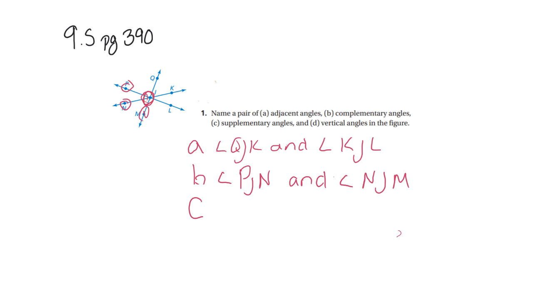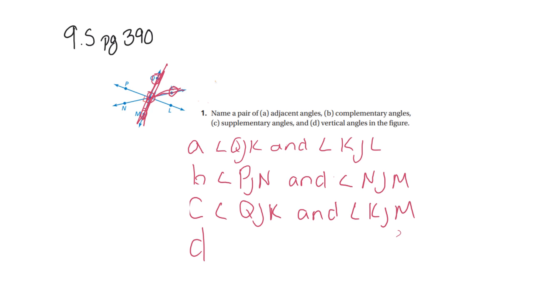Then C, let's erase this off first. C is asking about supplementary angles. And remember, those are angles that come together to equal 180 degrees. So let's do this one. Let's do QJK, right? And then let's do KJM, so this angle right here. All right, so yes, there's an L in the middle, but I can just ignore that angle. So I'm just talking about these two angles and how they come together on that line right there. So that's 180 degrees. So that's angle QJK and angle KJM.